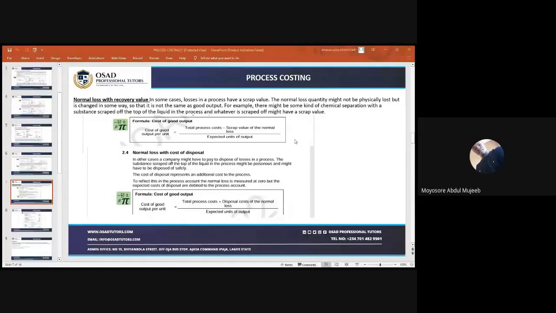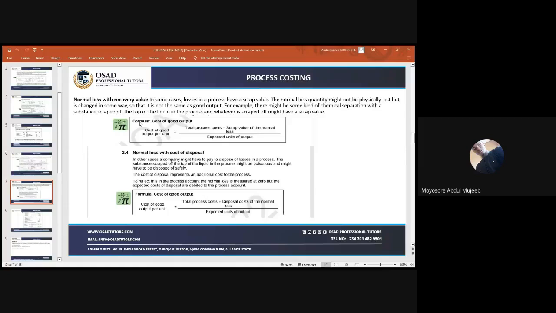Scrap value is the worth of anything at the end of its useful life. You call it scrap value because it's no longer in use. It's a loss. You don't need it. But as far as you don't need it, it still has a worth. You still can sell it. There's an amount attached to it. The amount you can sell a waste or something you don't need at that particular point in time is a scrap value. Simple as ABC.